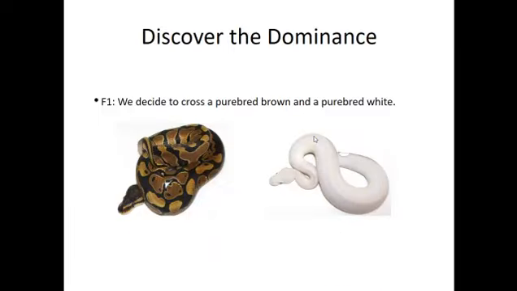So what do you think is the dominant trait? Jot down on a piece of paper what you think is dominant. Brown or white? How would we figure that out? Well, first of all, we're going to cross them. Whatever the dominant trait is should be what we see in the offspring. So if brown is dominant, we would expect to see brown offspring. If white's dominant, we would expect to see white offspring. That's assuming it follows our rules. So let's check it out.